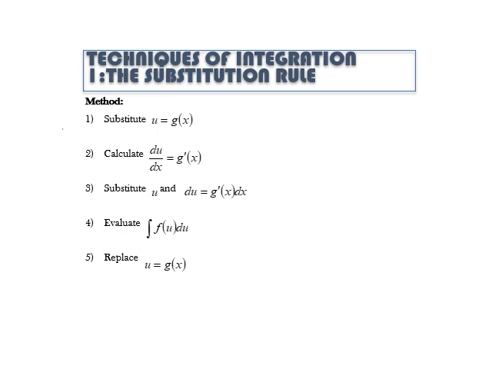Okay, before that, the method. First one, you need to substitute u equals to g of x, meaning you need to choose the correct u equals to g of x, okay? And then you will differentiate the g of x to get the g prime, and then substitute back in the integral, and we evaluate f of u.